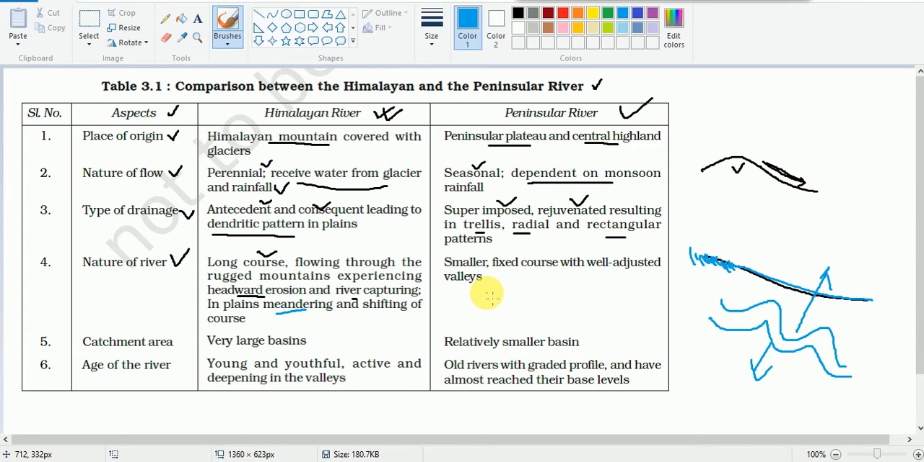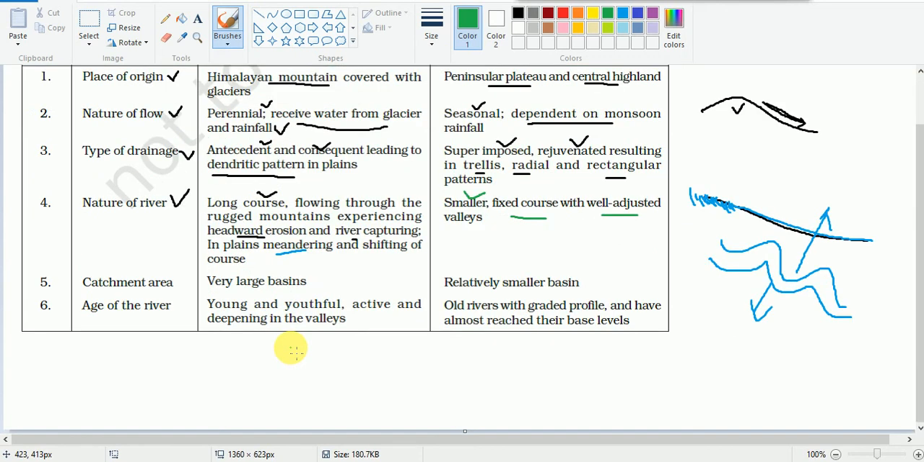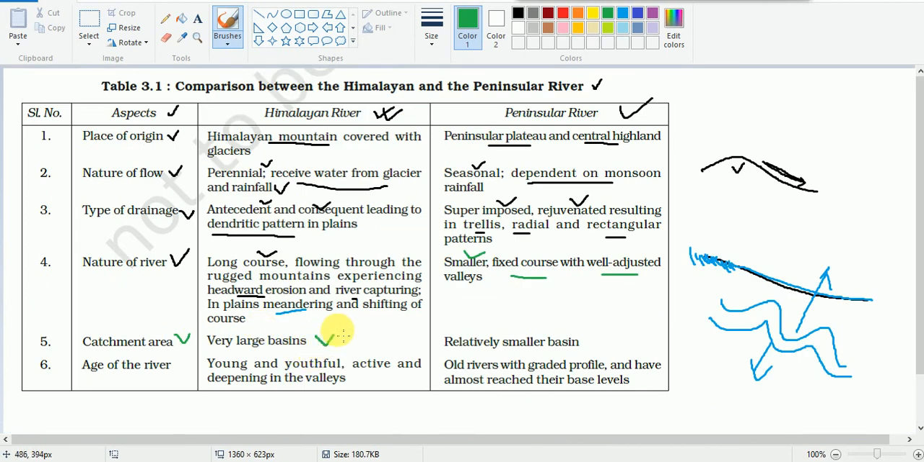For the peninsular rivers, most of them are smaller, have a fixed course and well-adjusted valleys, meaning the streams are not shifting their beds. On the basis of catchment area, Himalayan rivers have very large basins, and peninsular rivers have relatively smaller basins. On the basis of age of the river, Himalayan rivers are young and youthful, active, and deepening in the valleys.